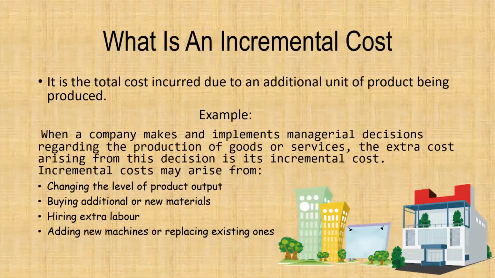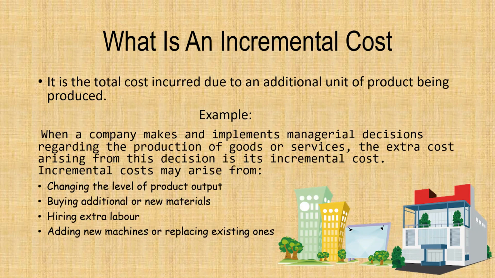It's the total cost incurred due to an additional unit of product being produced. Say, for example, when a company makes and implements managerial decisions only regarding the production of goods and services. Just take the example of the production of goods and services, okay? So the extra cost arising from that particular decision, or maybe from any decision, is its incremental cost. So that decision can be hiring extra labor, buying additional or new raw materials, adding new machines or replacing existing ones, or changing the level of product output. There are many such examples, but I have picked only four because I feel these four are quite relatable and they're also easy to remember, right? So this is an incremental cost.